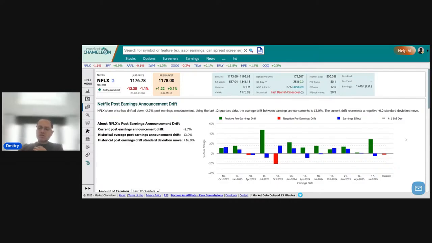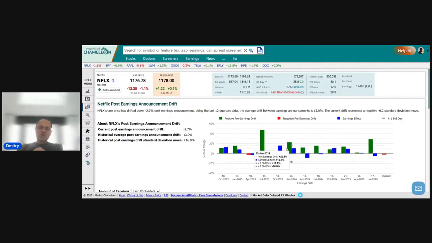And this here shows us the historical post earnings drifts. So if it was down, it would be in the red. For example, down here, we see that on October 18th in 2023, pre-earnings, the stock was down 20% in that period from the last earnings announcement to right before the next earnings announcement.